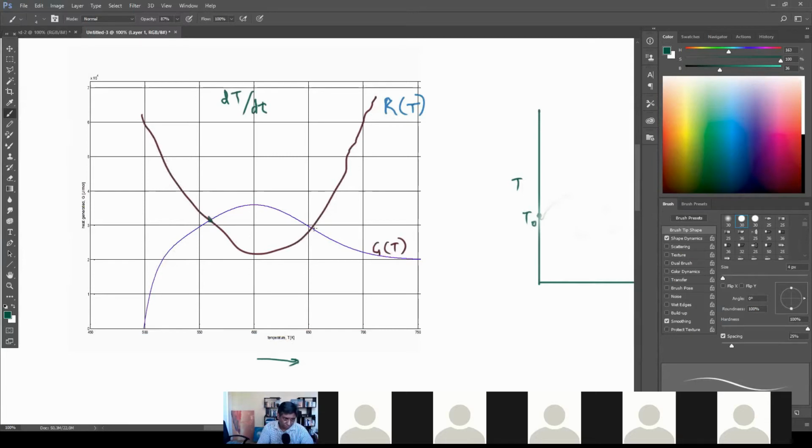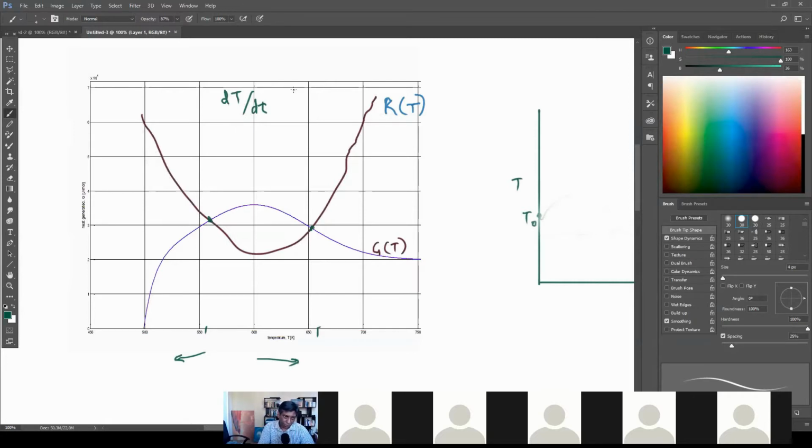So I'm just going to mark off the intersection points. So do you agree that in this region, looking to the left of this point, your removal rate is always greater than your generation rate? So on balance, you are tending to reduce your thermal energy, which means that your dT is going to be negative, right?